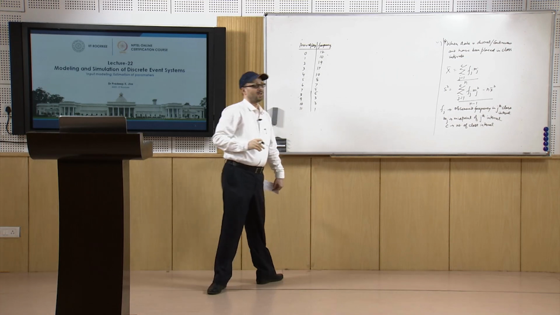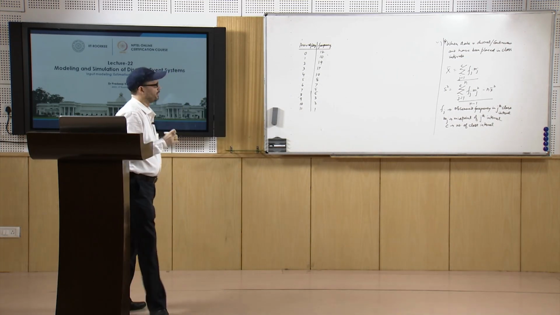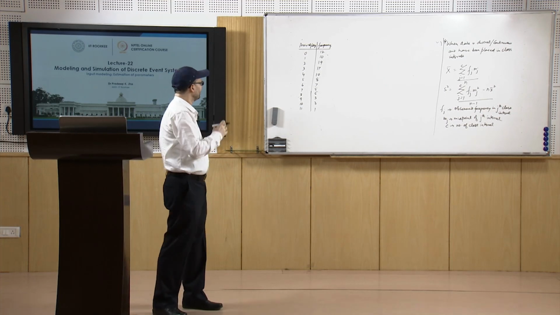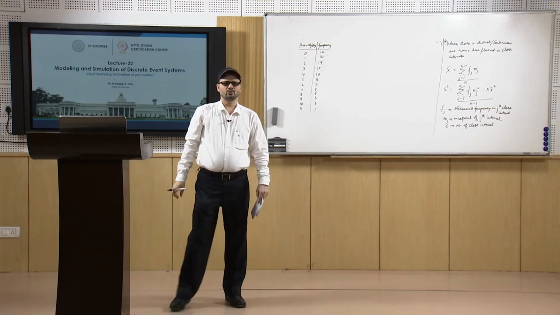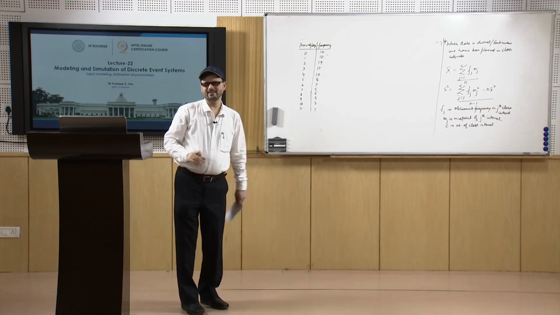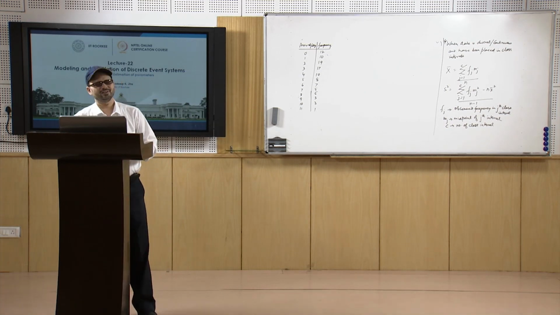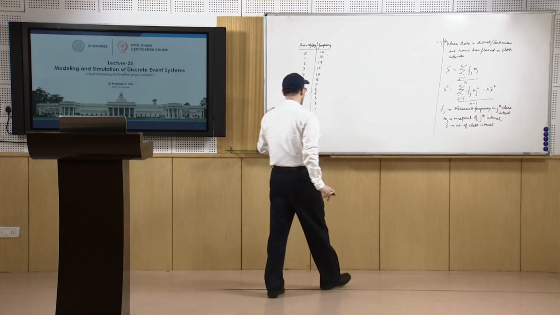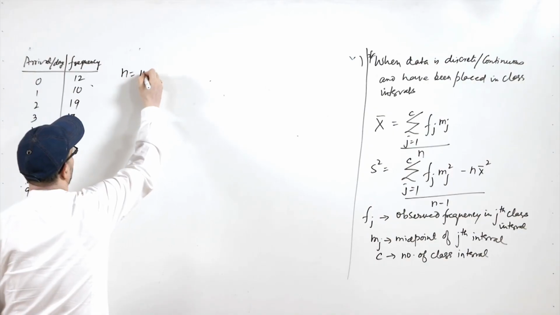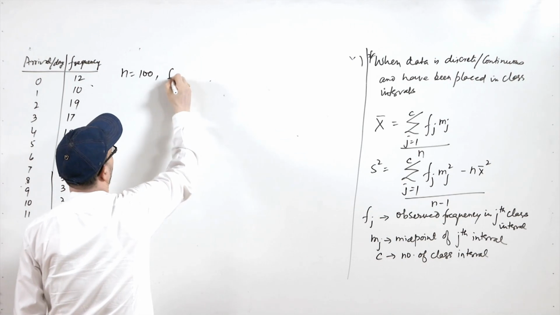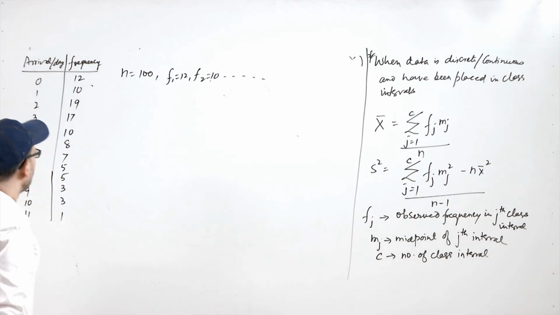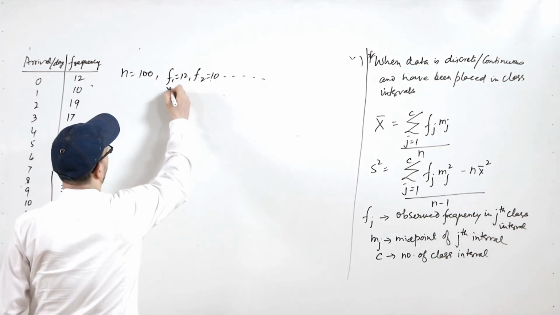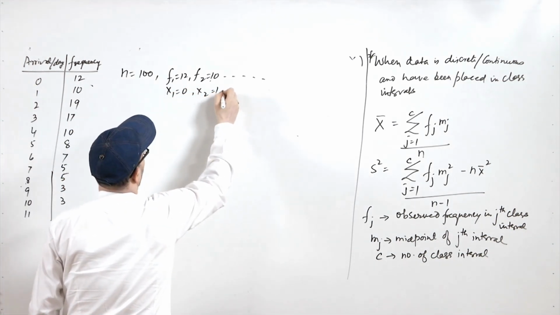Now, in this case the second equation will work, where we have the data which has the frequencies. So, we have to use this to find the sample mean and sample variance. In this case you have n as 100 and you have f1 as 12, f2 as 10 and so on. And x1 is 0, x2 is 1 and so on.